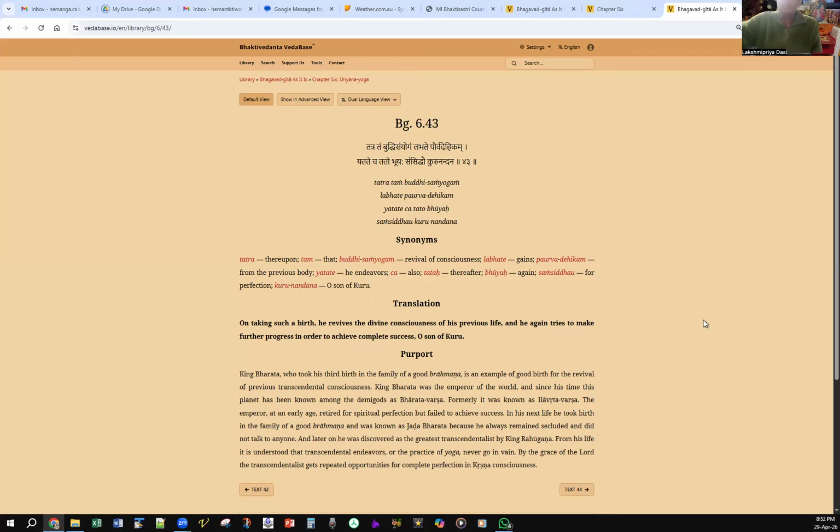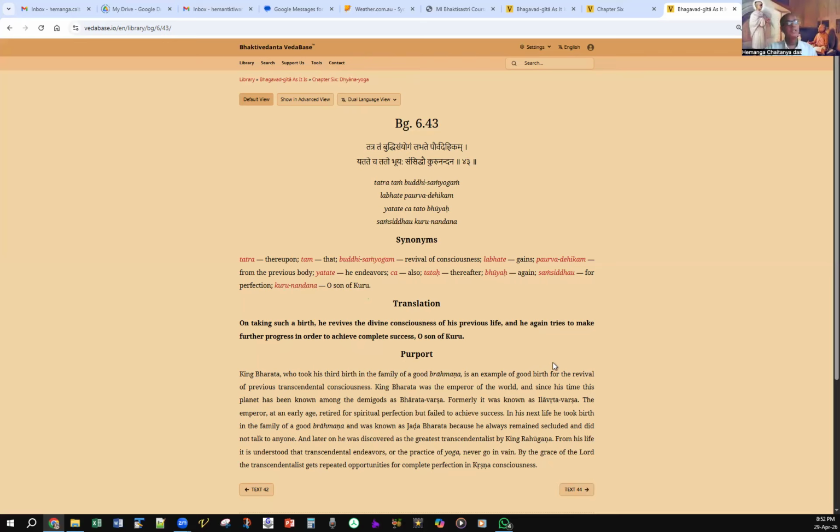On taking such a birth, he revives the divine consciousness of his previous life, and he again tries to make further progress in order to achieve complete success, O son of Kuru.